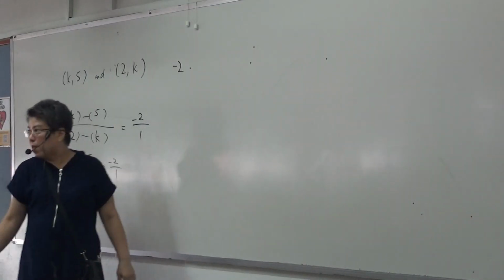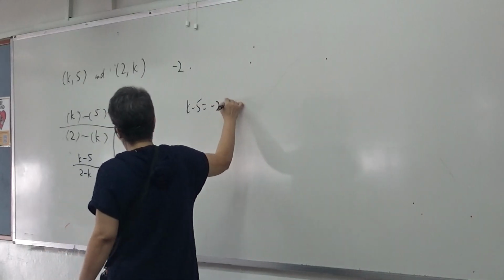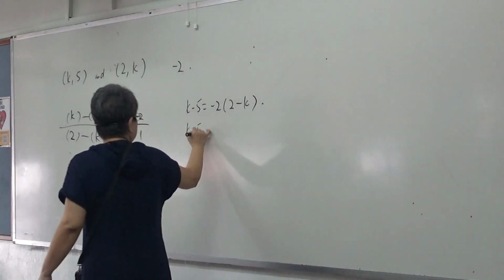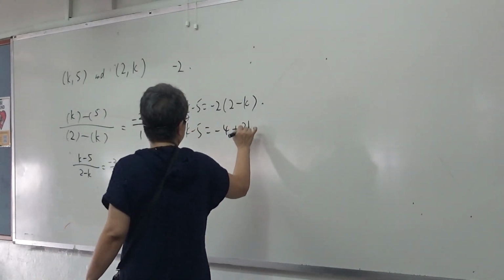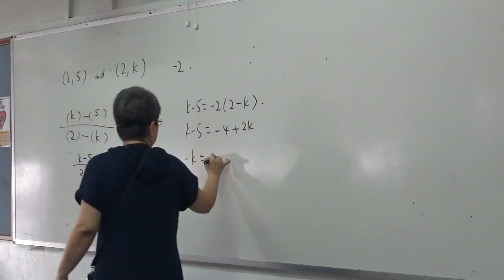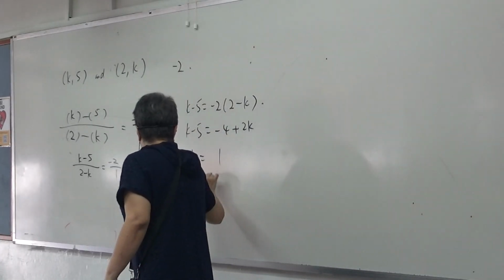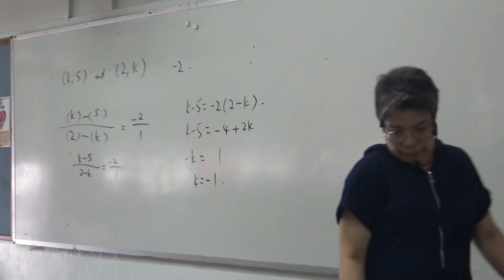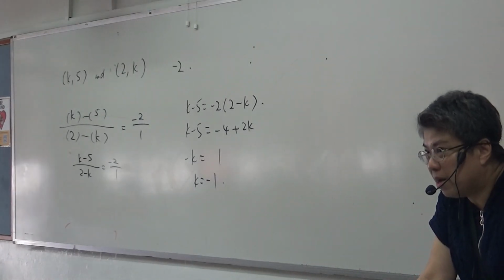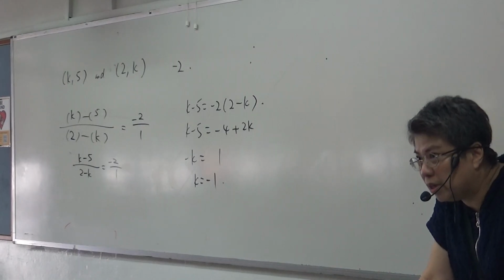So this is actually (k minus 5) over (2 minus k) equals -2 over 1, right? Now I'm going to cross multiply. k minus 5 equals -2 times (2 minus k), right? So k minus 5 equals -4 plus 2k. Okay? -k equals 1. What's k? -1. Can everybody understand here? Can or cannot? Can, just plug in and then we can have the answer, okay?